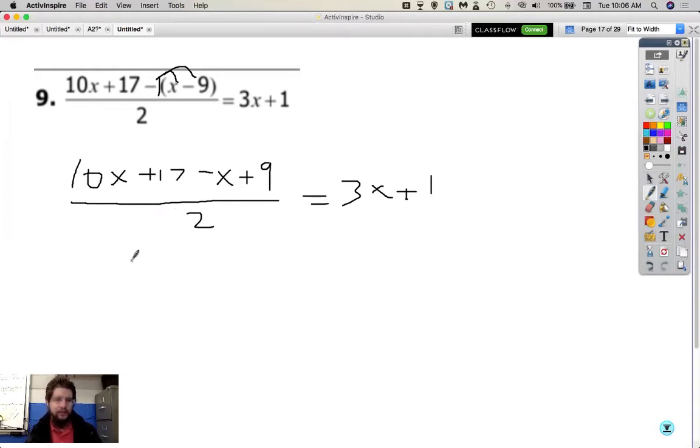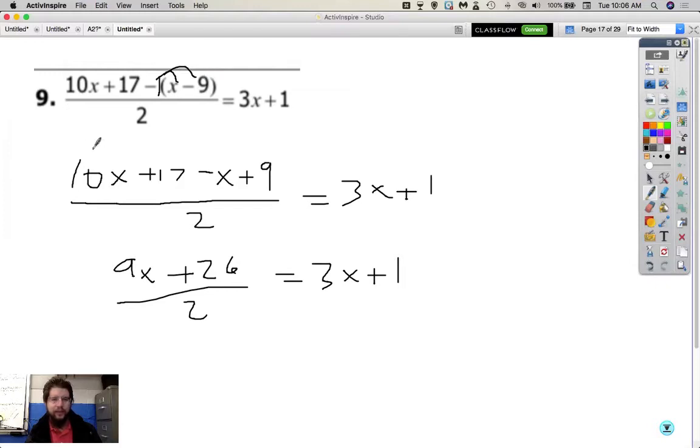So 10x minus x is 9x. 17 plus 9 is 26. And it's over 2. Didn't do anything to the right side. Okay, I've done my distributive property. I've simplified this understood parentheses up here as much as I could. But I still got a fraction. I need to get rid of it.